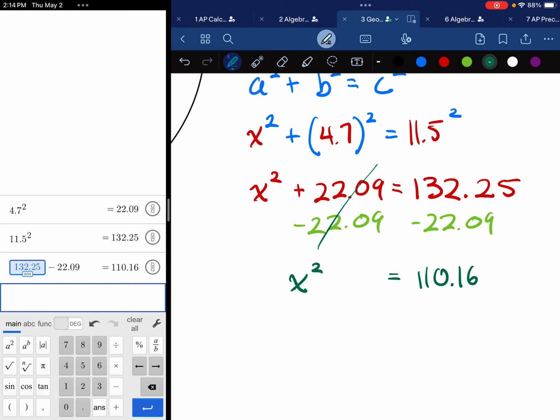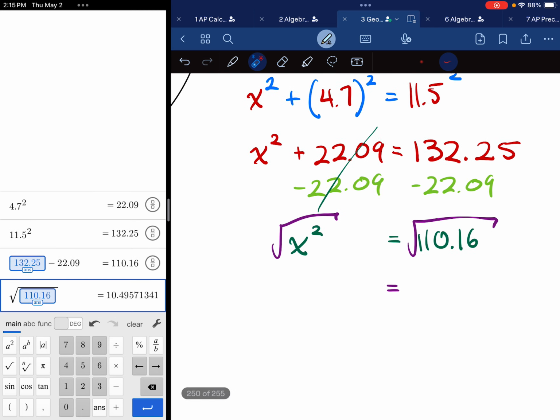The way we undo powers of 2 is we take the square root. Square root of the left, square root of the right. Normally, you have to do a plus or minus whenever you do a square root, but in geometry, you can't have a negative length, so we're going to ignore the negative. We know it's going to be a positive. I'm just going to say a square root of the answer.